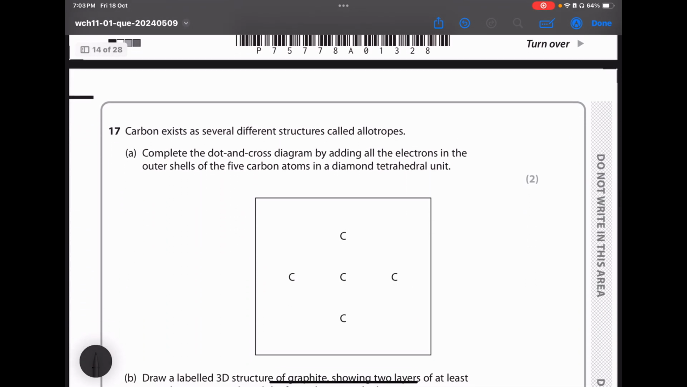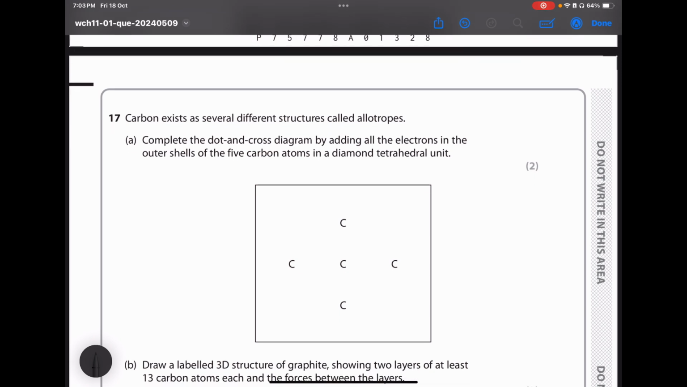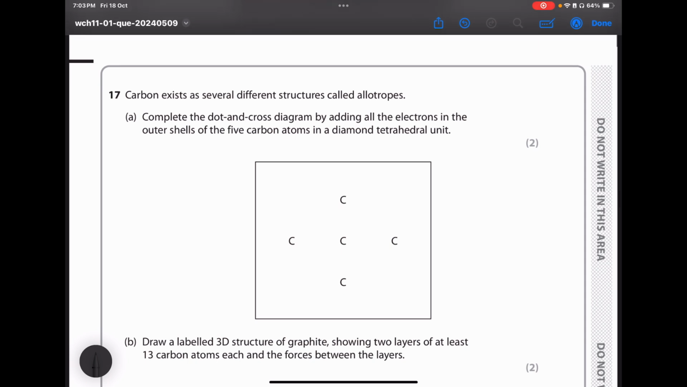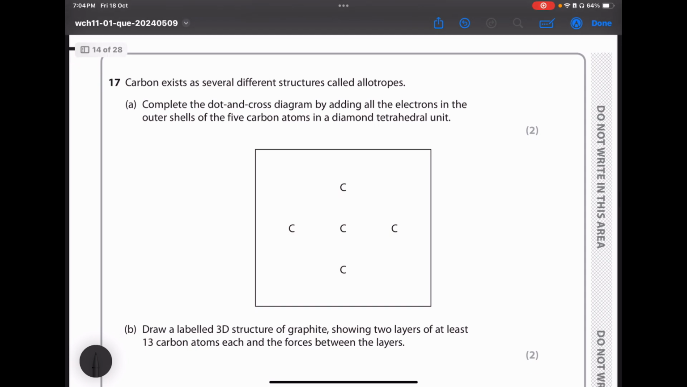All right. Next, carbon exists as several different structures called allotropes. Complete the dot and cross diagram by adding all the electrons in the outer shell of the 5 carbon atoms in the diamond. Okay, so in diamond, carbon makes a bond with 4 other carbon atoms in a tetrahedral manner, right? So all of them will have bonded electrons. So dot, cross, cross, cross.